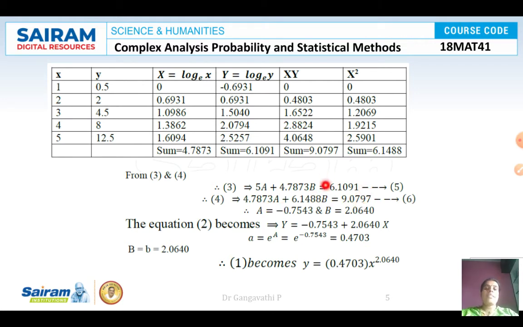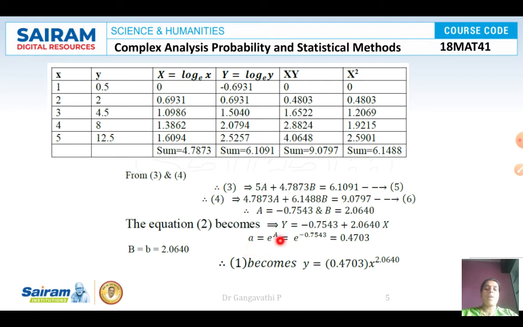So solve these equations simultaneously, which gives the value of A as minus 0.7543 and the value of b as 2.0640. And now substitute these values in your equation 2. Equation 2 was your straight line equation. So there we are substituting it. That is not our solution, because we have to fit the data into the equation of the form equation 1, that is y equals a x to the power of b. So for that we need the value of small a.